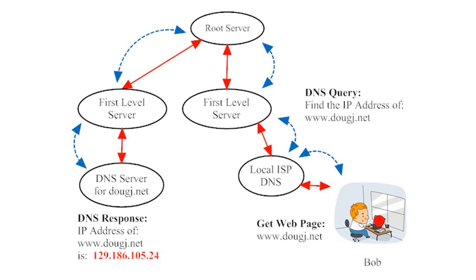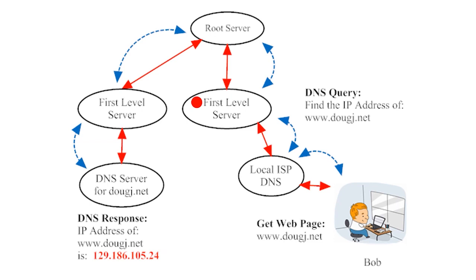Bob's computer will send a request to the DNS server at his local internet provider. This request asks the DNS server, "Hey, what's the IP address for dougj.net?" Sometimes the local server already knows the answer, and so it can simply answer the question right away. However, the local DNS server may not know the answer, and in that case, the request gets sent further up the server tree to a higher level DNS server, and the question gets repeated.